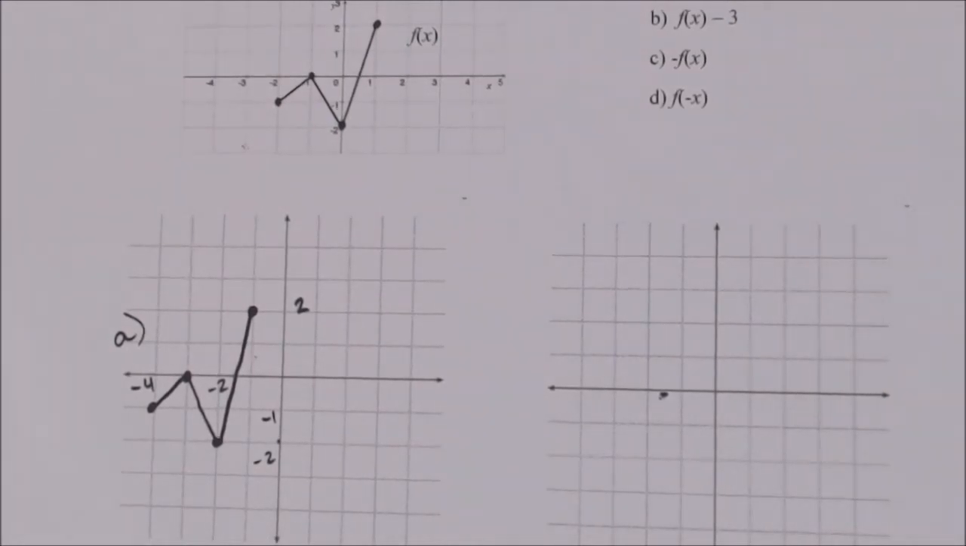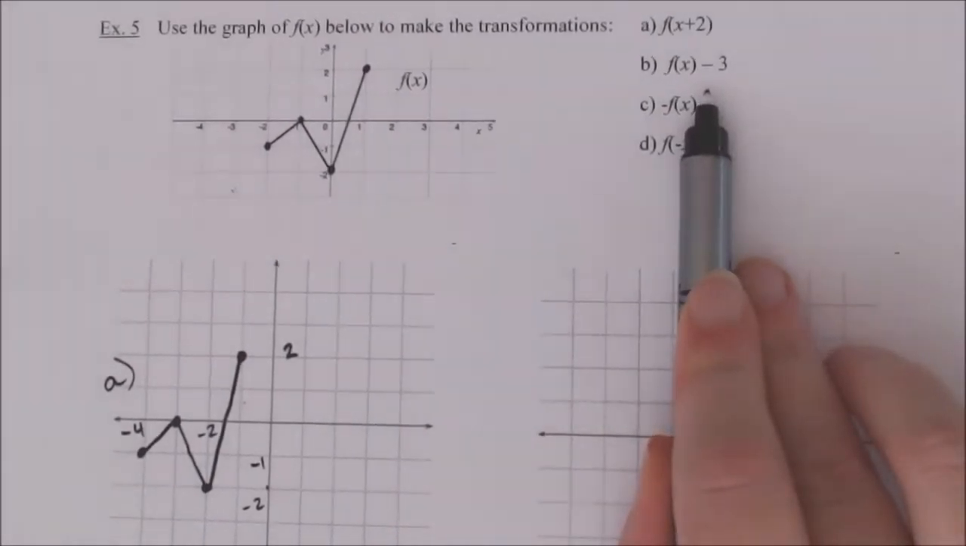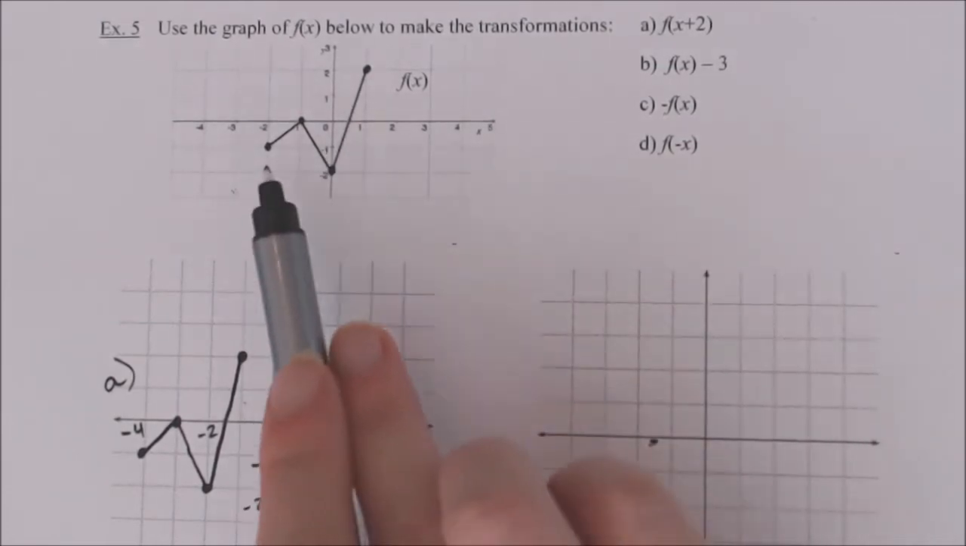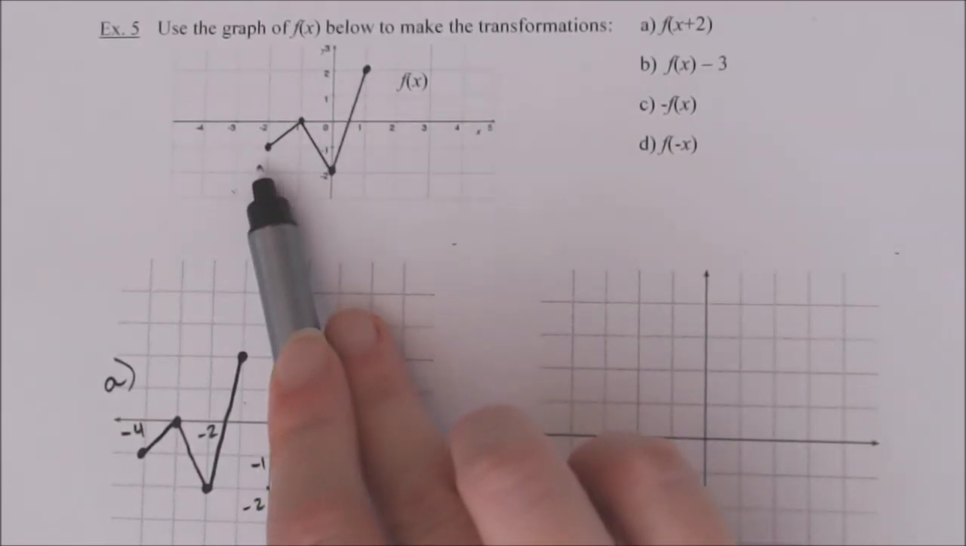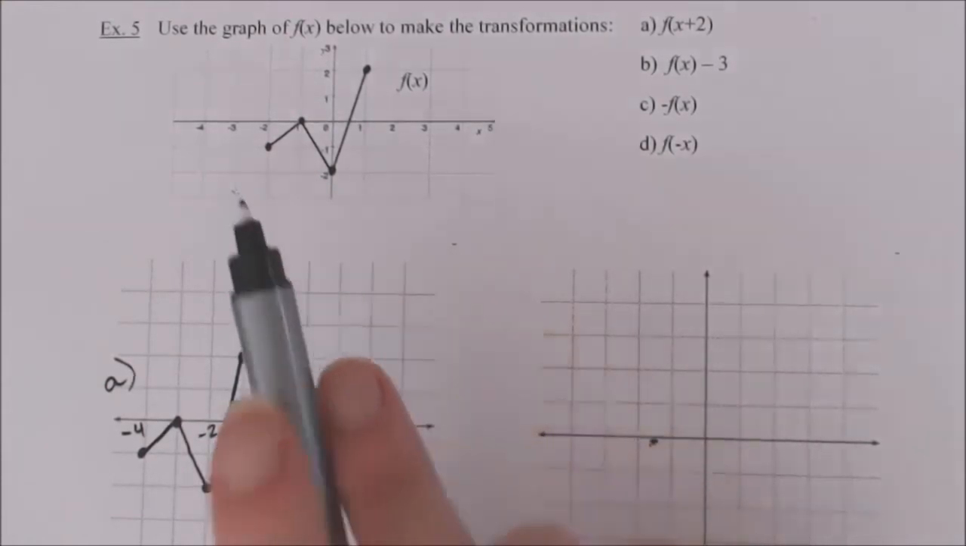So they want us to take the original graph and shift it how? This means we're going to shift it down 3 units. So take all 4 of these points and shift them down 3 units. So this first point was at -2, -1. If we go down 3 units, that's going to put me at -2, -4, I believe.